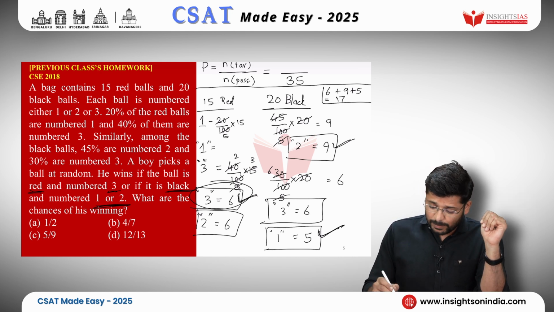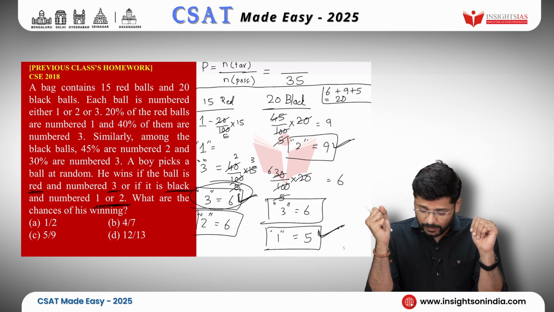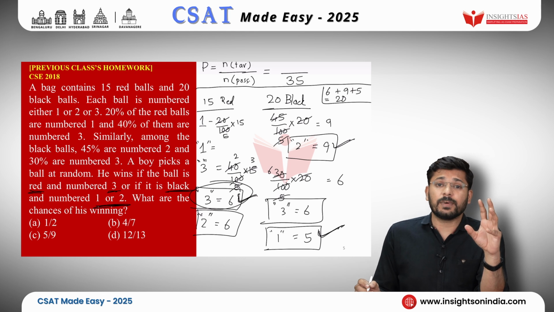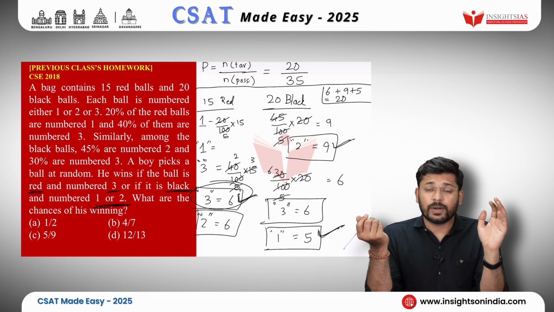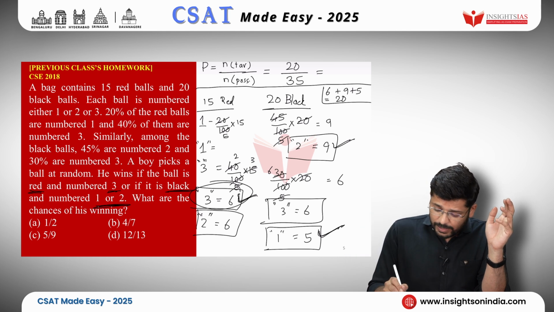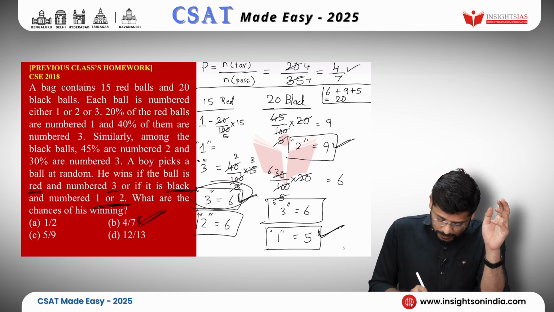So 6 plus 9 plus 5, that would be how much? 6 plus 9 is 15, and 15 plus 5 is 20. So there are 20 balls by picking which the boy can win. So the favorable number is 20. So 20 divided by 35, that will be your answer. However, it can be further simplified. 5 4s are 20, and 5 7s are 35. So your answer would be 4 divided by 7, option B.